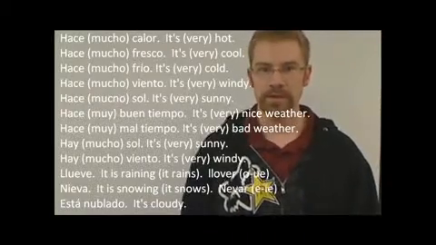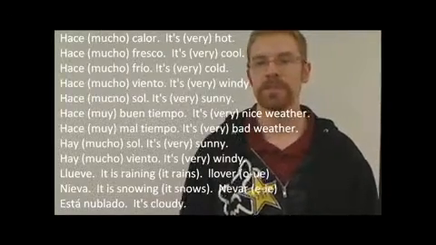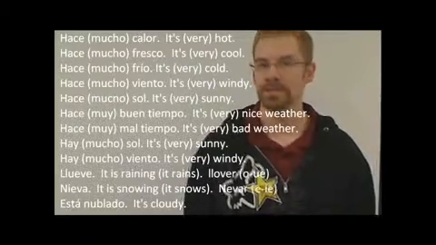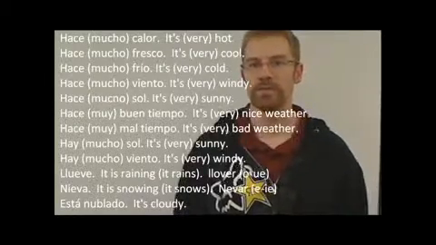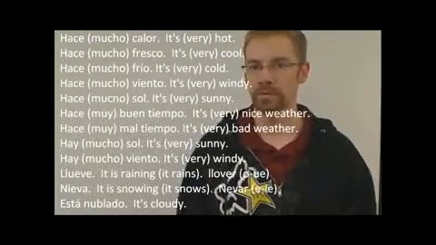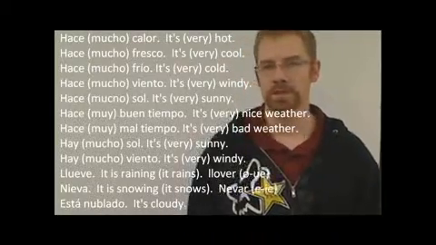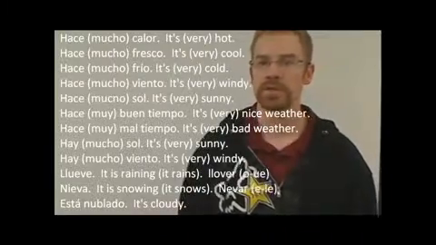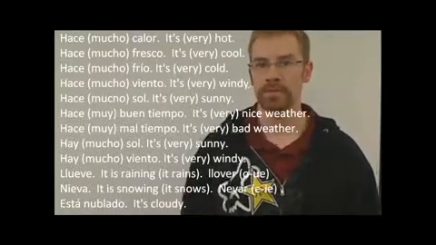There's three other things that we're going to use to talk about the weather. If I want to say it is raining, I just need to say llueve. Llueve comes from the verb llover. Llover means to rain, so it's a boot verb where the O changes to UE, and you're just going to conjugate it in the he, she form. So it rains, or it is raining, llueve.